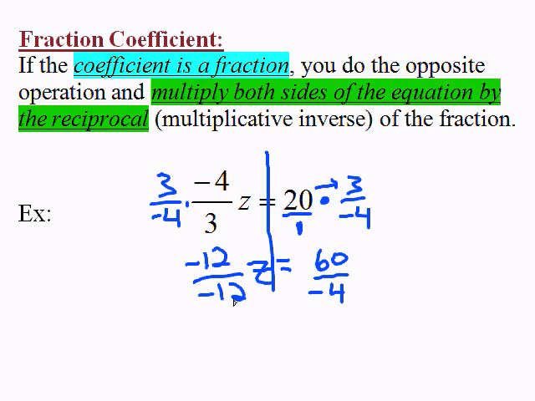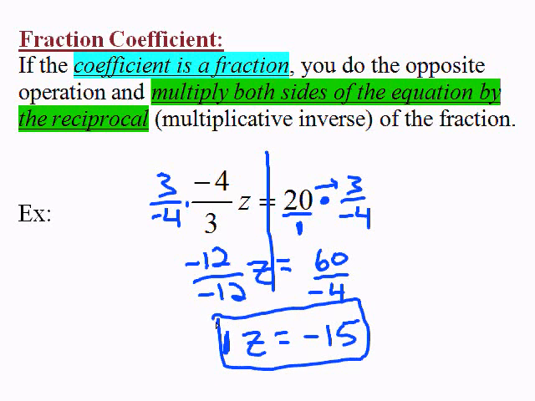Negative 12 over negative 12, we're simplifying both sides now. Negative 12 over negative 12 is 1z. 60 over negative 4 is a negative 15. We can check our solution by putting negative 15 back in for z. Negative 15 times negative 4 is positive 60 divided by 3 is 20, and our solution checks out.